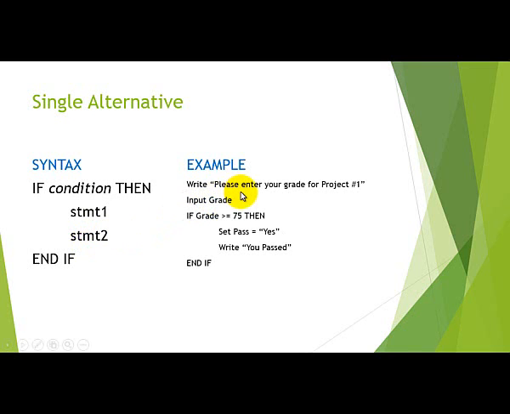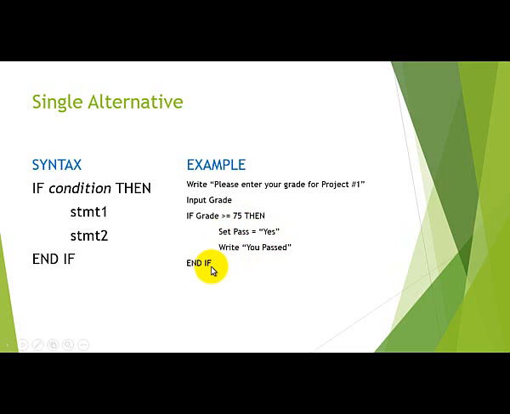So the example we have here is, please enter your grade for project 1. So that's going to display to the user. We have our input grade. And then what we're saying is that if grade is greater than or equal to 75, then, our condition here is grade is greater than or equal to 75. If it's greater than or equal to 75, then we're going to set our variable pass to the value yes, and we're going to display you passed, and then the if statement is ended.